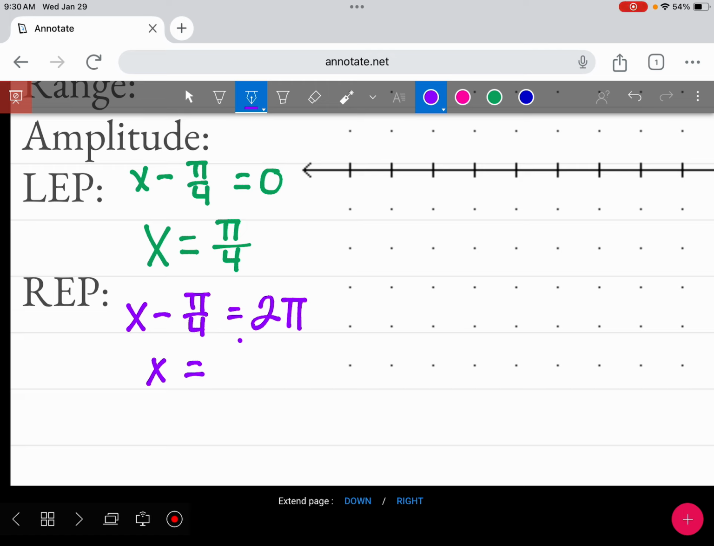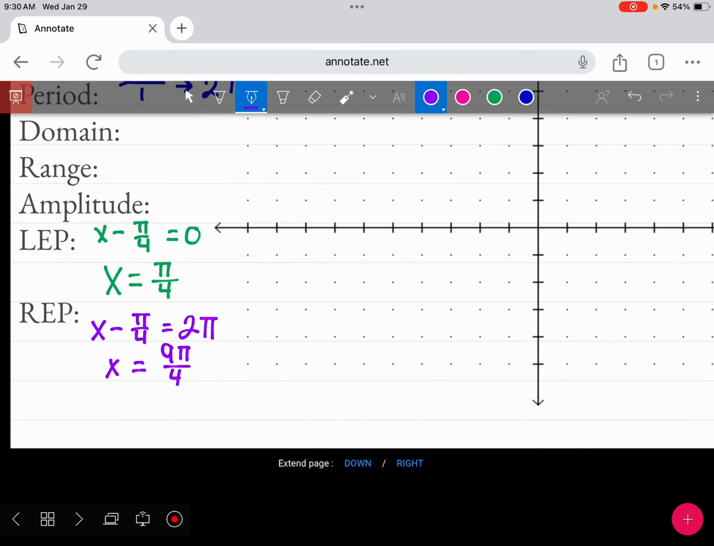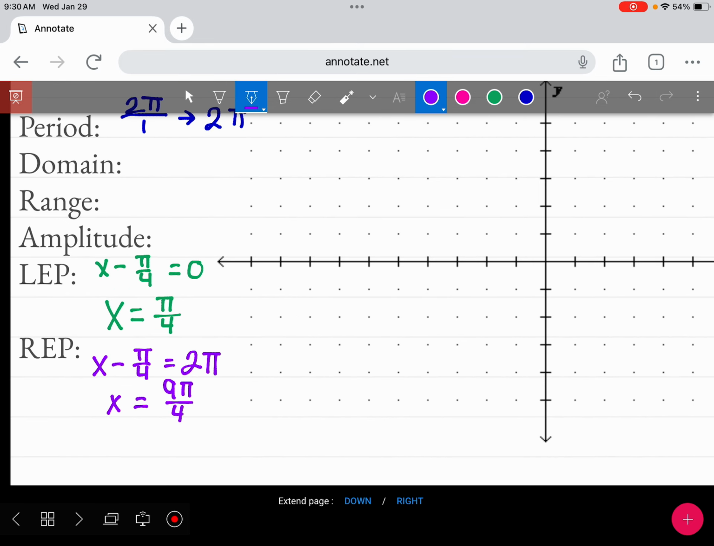As I say, it's not going to be 2 pi over 4. Think of 2 pi as 8 pi over 4. Then it's 9 pi over 4, or 2 plus 1/4 pi. We need a common denominator before we try and add them together.